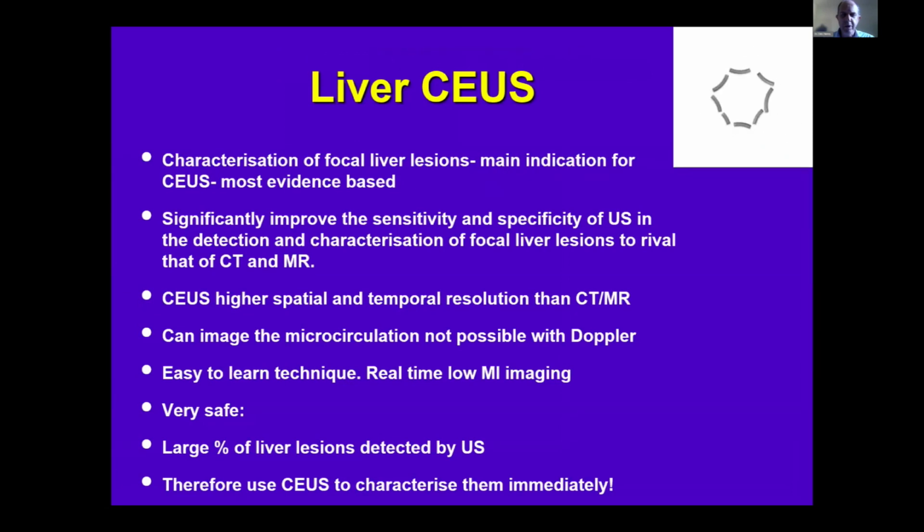Contrast ultrasound has got a much higher spatial and temporal resolution than CT and MR. And we can image the microcirculation, which is not possible with conventional Doppler. So conventional Doppler, you can get down to vessels of 1 millimeter, but with microbubbles, you can get down to about 100 microns. It's an easy to learn technique, real-time imaging, very safe. And as the most proportion of liver lesions are detected by ultrasound, it's only right that we can go straight on and characterize them immediately, saving patient anxiety, waiting lists, and lots of money.